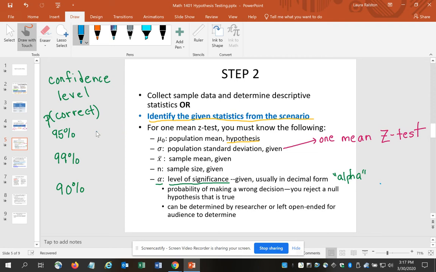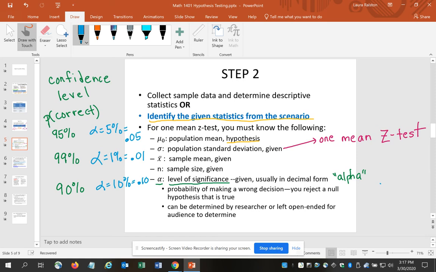So my alpha, if I'm 95% confident, then remember the probability has to total to 100. That means there's a 5% chance that I'm wrong, and normally that's written as a decimal, which would be 0.05. If I'm 99% confident that I'm correct, then there's a 1% chance that I'm wrong, which is 0.01 as a decimal. If I'm 90% confident, then there's a 10% chance that I'm wrong, and that's 0.10. So that's kind of the difference.